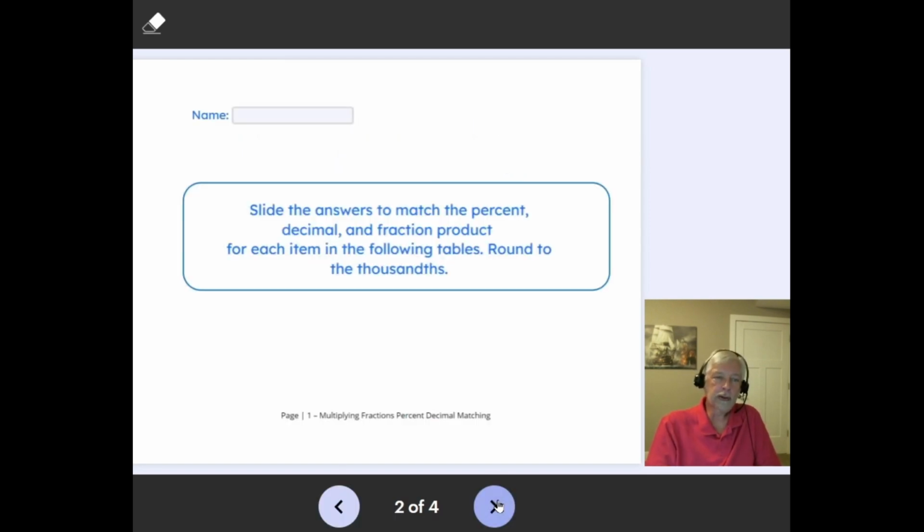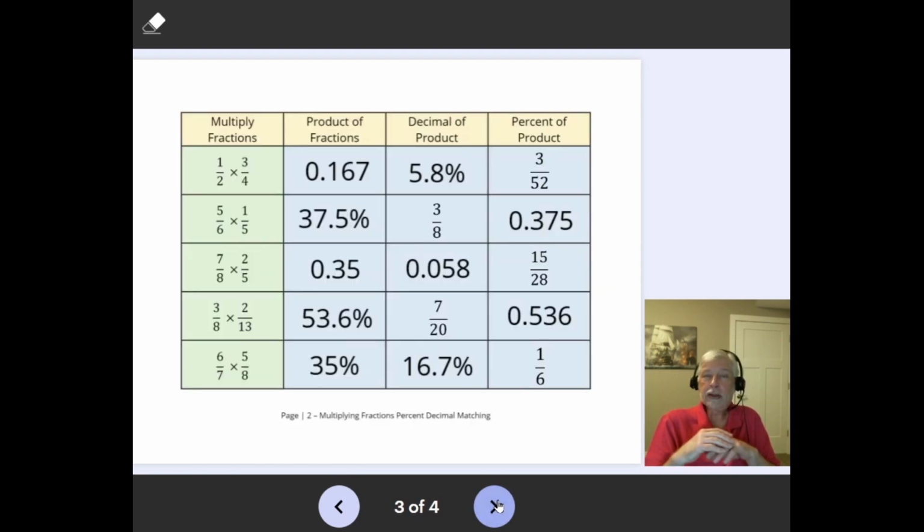So it gives the direction. It says slide the answers to match the percent, decimal, and fraction product for each item in the following tables. Round to the thousandths. If the student doesn't know what a thousandths is, that's when I bring them up to that level. We talk about it, we figure out how to do it so that they could continue with the activity.